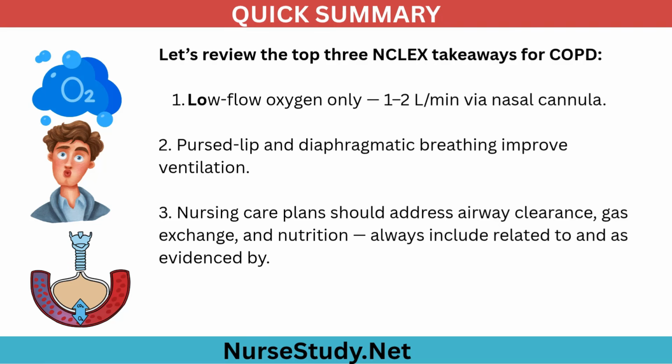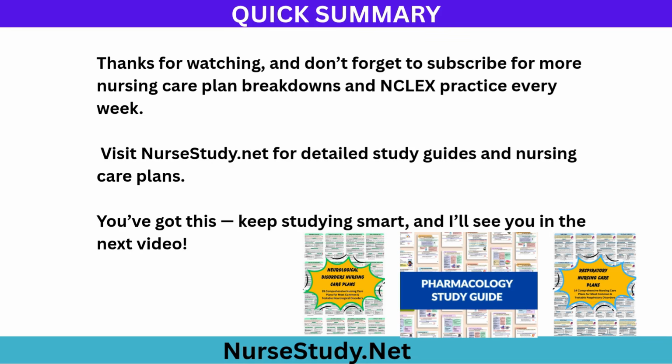Quick summary. Let's review the top 3 NCLEX takeaways for COPD. 1. Low-flow oxygen only, 1 to 2 liters per minute via nasal cannula. 2. Pursed lip and diaphragmatic breathing improve ventilation. 3. Nursing care plans should address airway clearance, gas exchange, and nutrition. Always include "related to" and "as evidenced by" if this is how your nursing instructor is teaching.